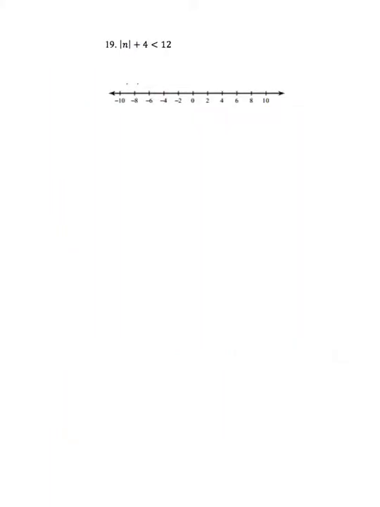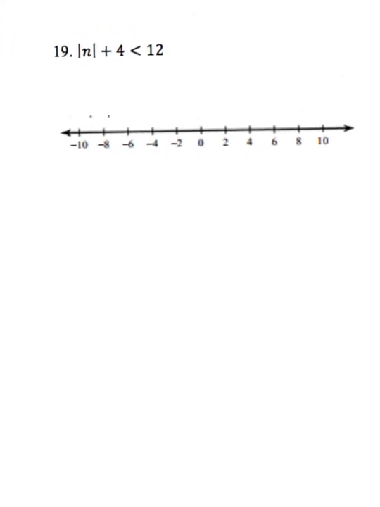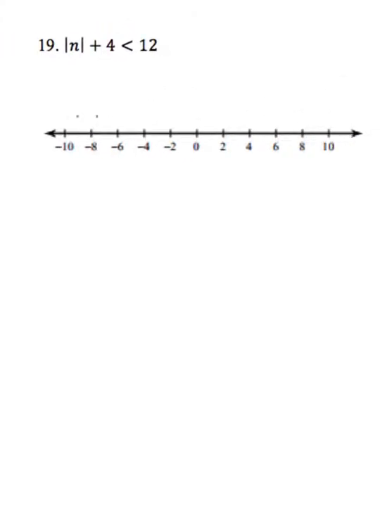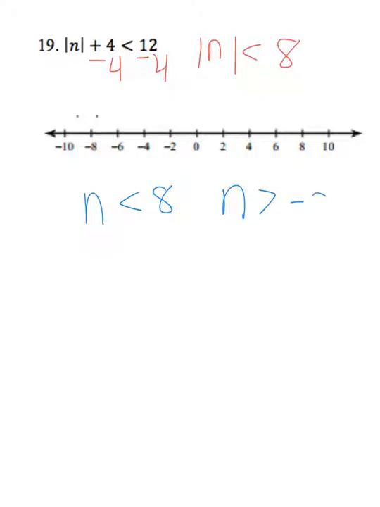For problem number 19, before we move on, I know we are going to need to isolate the absolute value first. We need to isolate this before we can set up our two cases. So I'm going to subtract 4 from both sides, and that leaves me with the absolute value of n is less than 8. Now I can set up my two cases. Those are going to look like n is less than 8 and n is greater than negative 8.